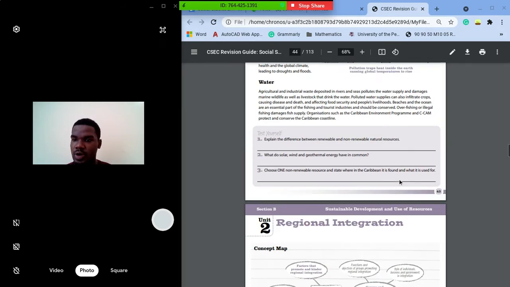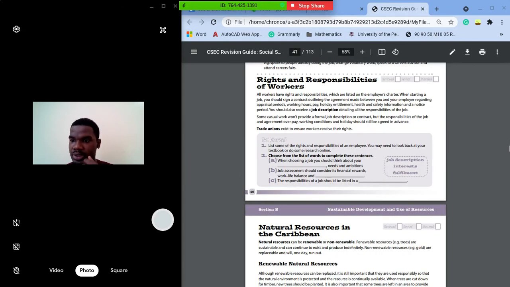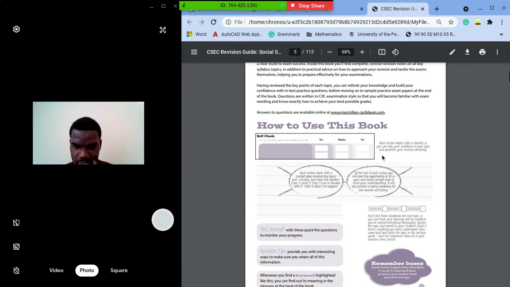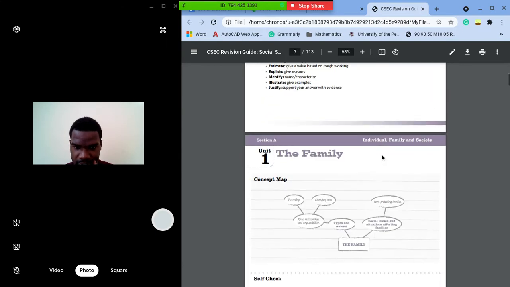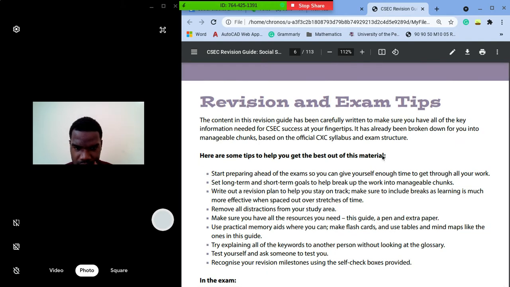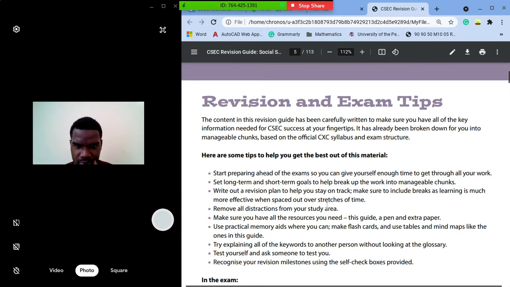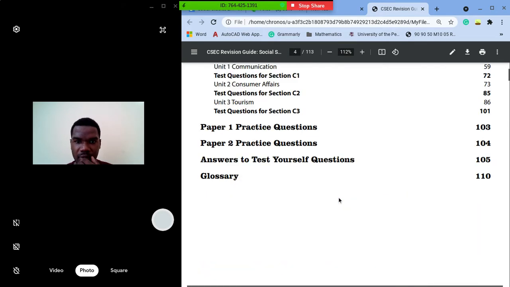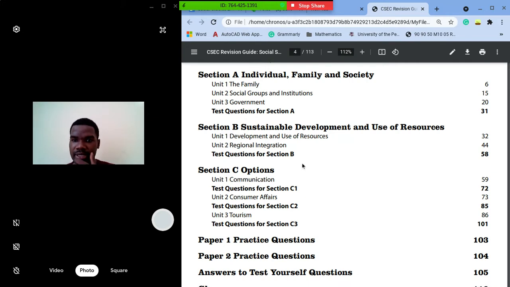Give me one moment. Let me just go back over the paper to explain what is going to be in section B. Yes, here you go. In section B, you're going to be asked essay type questions that cover development and use of resources and regional integration. So you must be able to talk about how countries develop themselves, and how they use the resources at their hand. Okay.